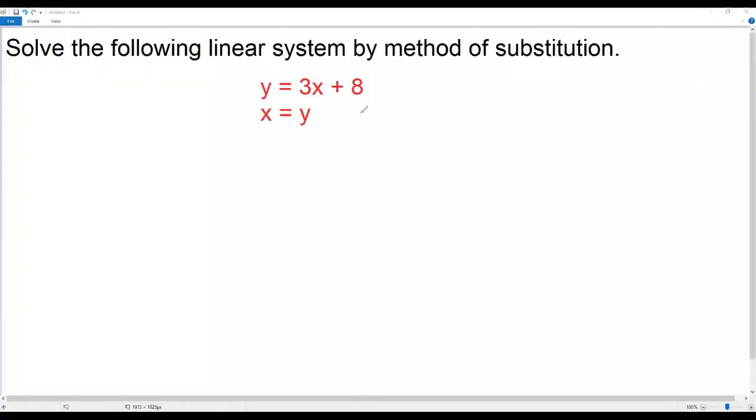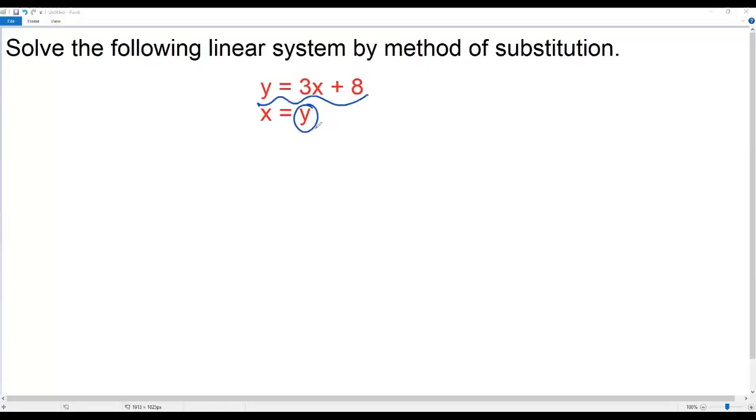Here we have a system of two linear equations and we have to solve the given system using the method of substitution. When I look at the two linear equations in the given system, the second equation is solved for x in terms of y. That is, we have x equals y. Since x equals y, we can substitute y for x into the first equation.